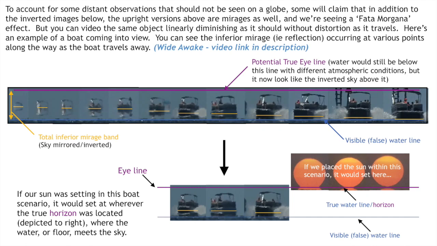So here's an example of a boat coming into view. You can see the inferior mirage, i.e. reflection, occurring at various points along the way as the boat travels away. Again, video link in the description. Keep in mind that the water exists within that yellow zone that I've marked out with that arrow. Water still exists there. The purple line represents the possible horizon, I say possible because I'm not sure within this video, but the horizon would be above that layer. And if that layer were to disappear, you would see water behind the boat as it travels away.